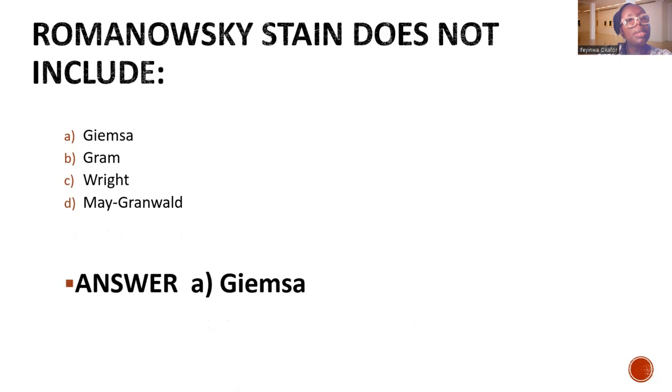Romanowsky's stain does not include: A, Jenner's stain, Giemsa's stain, Wright's stain, Leishman's stain. Answer, Jenner's stain. Jenner's stain is not a Romanowsky's stain.